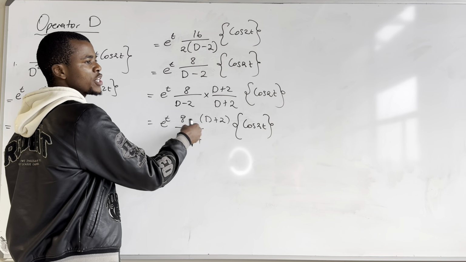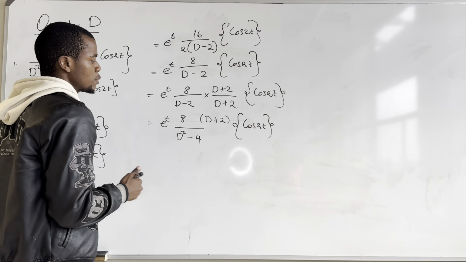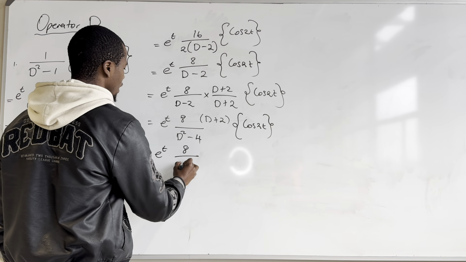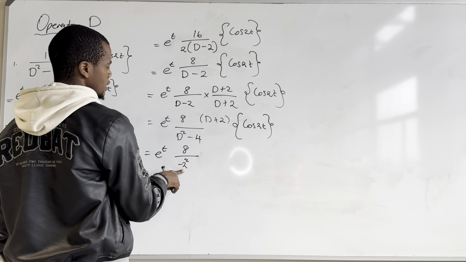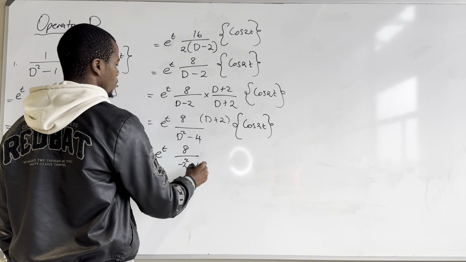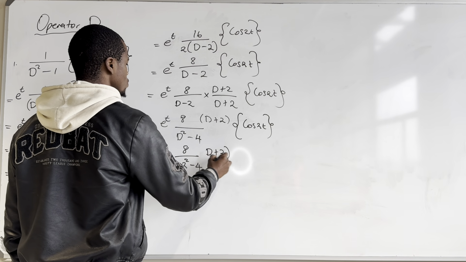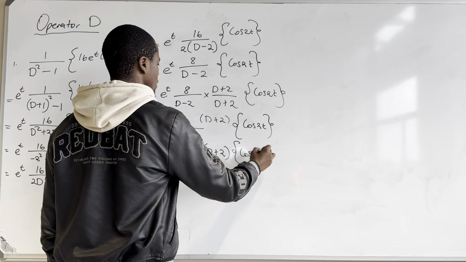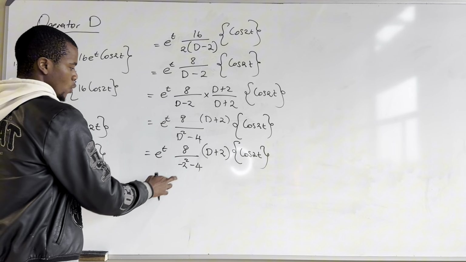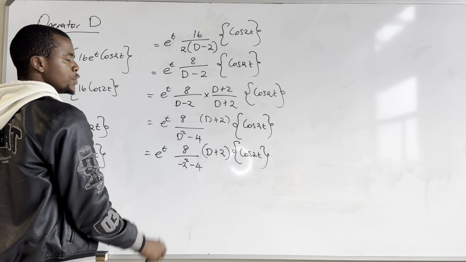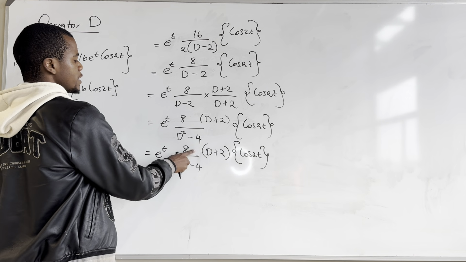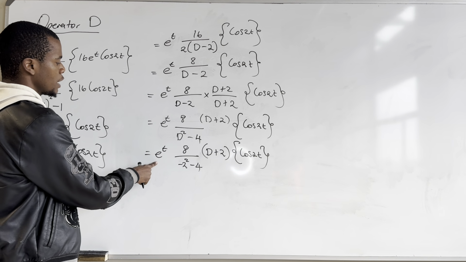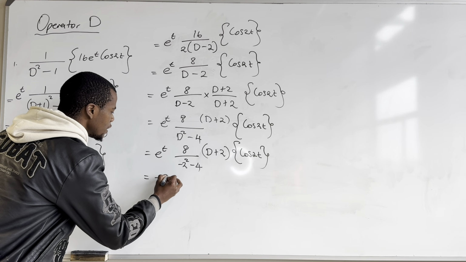We ignore this d, we just leave it like that, and then we will see everything will just simplify on its own. Okay, so we have e to the power of t, and then we have 8 over negative 2 squared, we're applying negative 2 squared, and then minus 4, and then we have d plus 2, and then the brackets, and then of course operating on cos 2t. Okay, so this one negative 4 minus 4, it will be a negative 8, and then 8 divided by negative 8, that will be negative 1. So negative 1 times e to the power of t, it will be a negative e to the t.